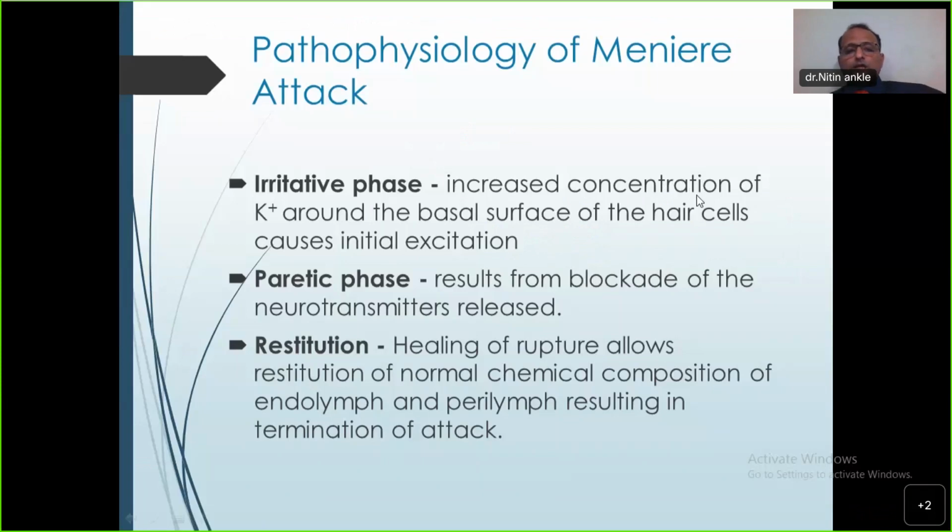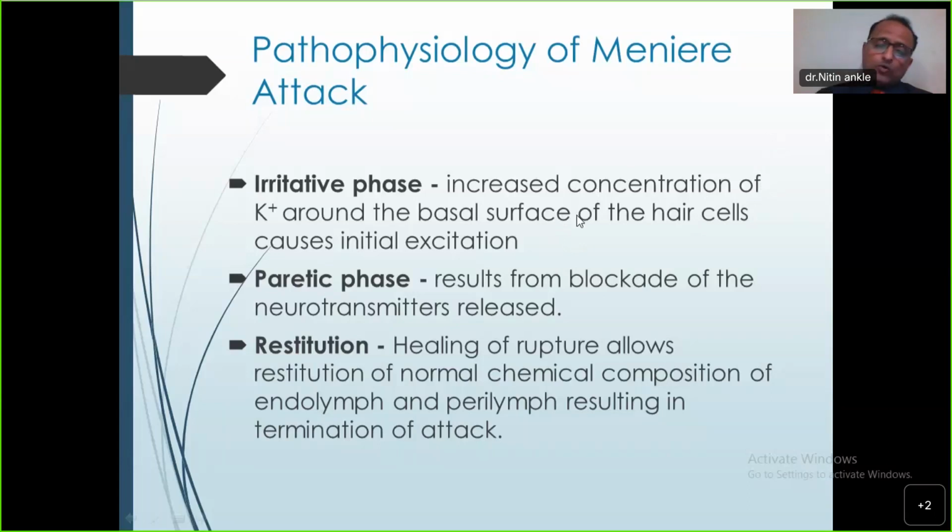Now this slide will explain completely the irritative phase, the paretic phase, and the restitution or recovery phase. When we were talking about the pathophysiology, I told you about this. The irritative phase is a phase wherein there is a rupture of the Reissner's membrane and the mixing of the endolymph and the perilymph. You know very well that the perilymph is like the CSF, and endolymph is like intracellular fluid in chemical composition. So potassium is high in the endolymph, and in the perilymph the sodium is more. The mixing up causes a disturbance of the sodium potassium pump.